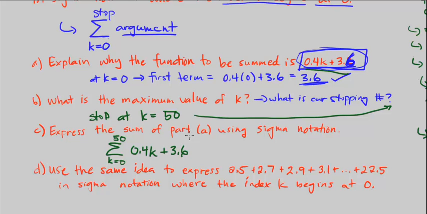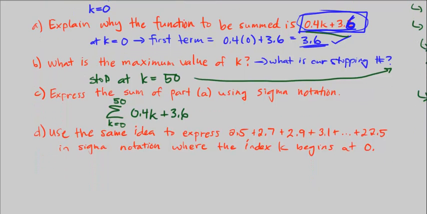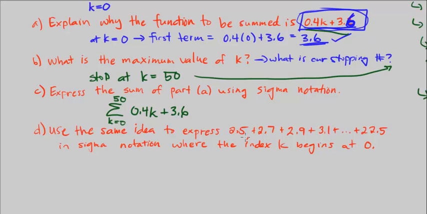Okay, so let's go ahead and go to part D. Use the same idea to express 2.5 plus 2.7 plus 2.9 plus 3.1 plus, and so on, plus 22.5 in sigma notation where the index k begins at 0. So we want to express this with k equal to 0. What is the first term going to be? Again, it's going to be something times k, plus 3.6 as we had here, because the first term was 3.6.